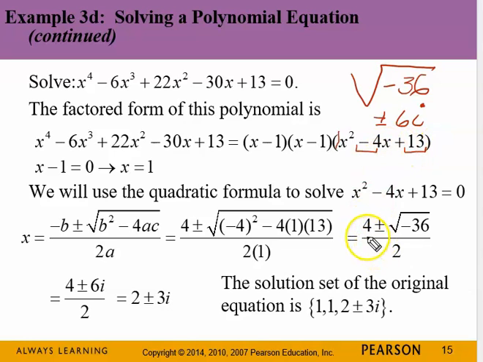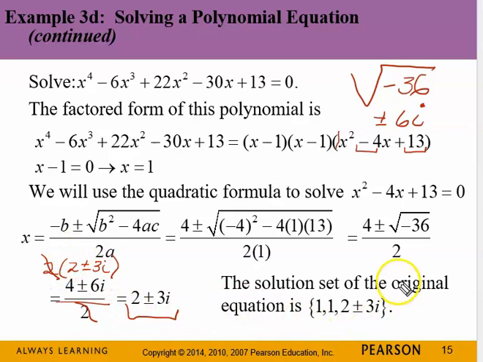But notice we had to complete this by factoring out a 2 here. Let's just do it here. 2, and then 2 plus or minus 3i all over 2. Here the 2's cancel out, and we end up with this.